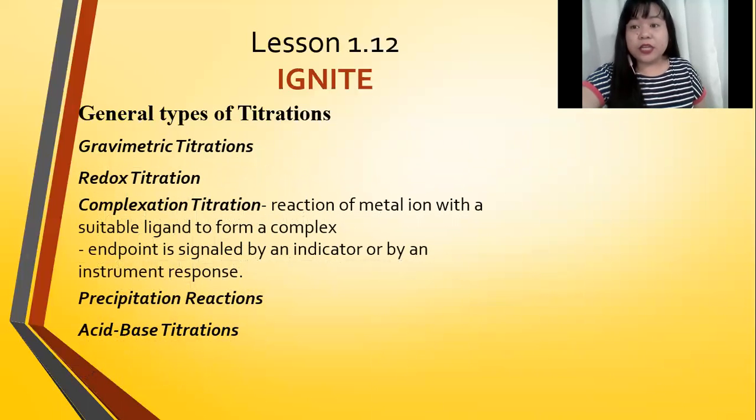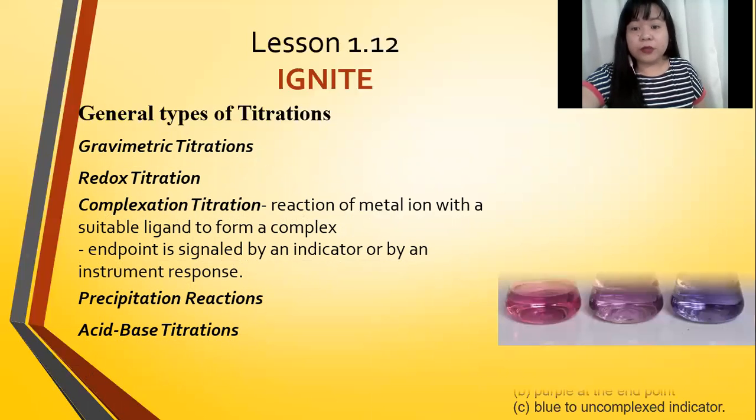Next, complexation titrations are titrations involving the reaction of a metal ion with a suitable ligand to form a complex, and the endpoint is signaled by an indicator or by an instrument response. Again, we can have visual inspection of a color change or an instrument response.